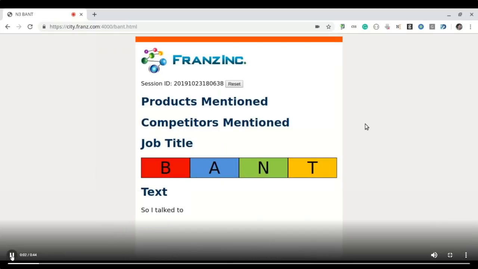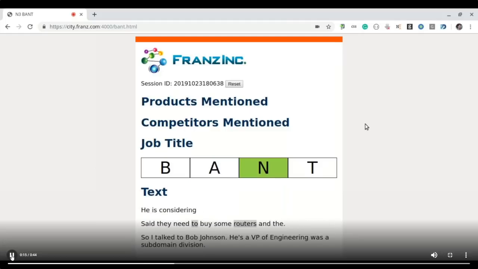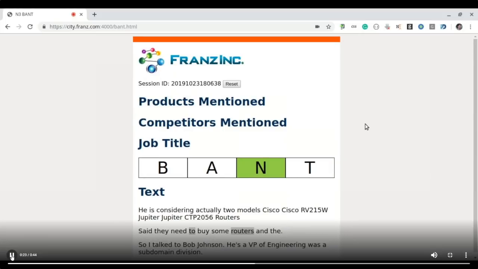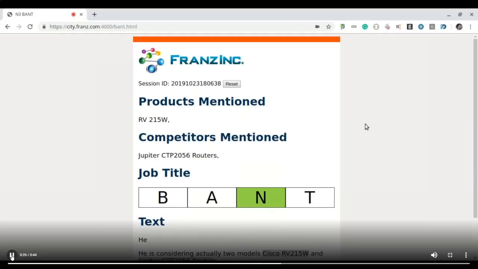So, I talked to Bob Johnson. He's the VP of Engineering for the Subatomic Division. He said they need to buy some routers, and he is considering actually 2 models, Cisco RV215W and Jupiter CTP 2056. He said that he has the sign-off and the budget for Q4. And he's a decision maker on this purchase.